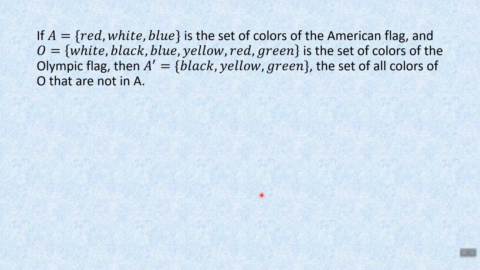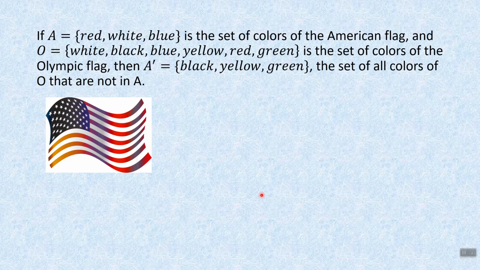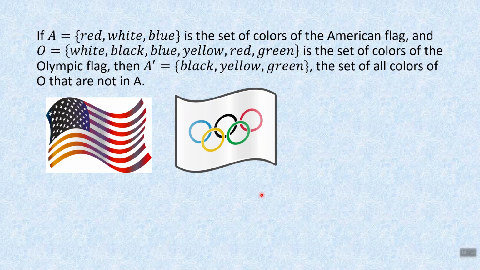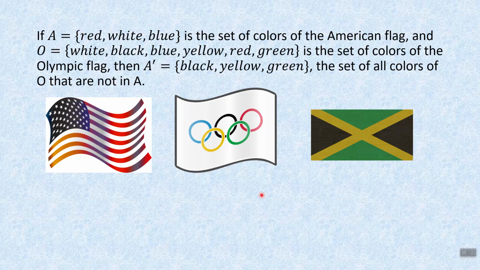If A, red, white, and blue, is the set of colors of the American flag, and O, white, blue, black, yellow, red, green, is the set of colors of the Olympic flag, then A prime is black, yellow, and green. Happens to be the set of colors in the Jamaican flag, but it's the set of all colors of O that are not in A. So here we have A, here we have S, our entire set that we're looking at, and here we have A complement, all right? All the colors of S that are not in A.